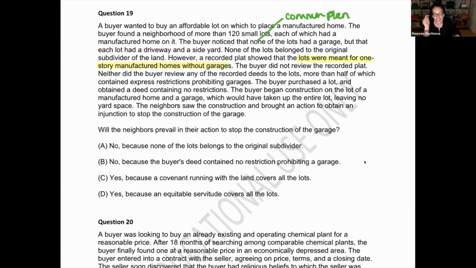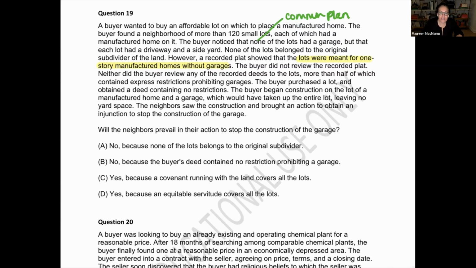All right. This one, there's some trickiness with the language and the answers. So I actually like this question a lot. I thought this was kind of fun. The buyer purchased a lot, obtained a deed containing no restrictions. The buyer began construction on the lot of a manufactured home and a garage, which would have taken up the entire lot, leaving no yard space. The neighbors saw the construction and brought an action to obtain an injunction to stop the construction of the garage. Will the neighbors prevail in their action to stop the construction?